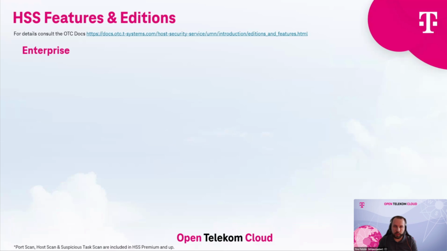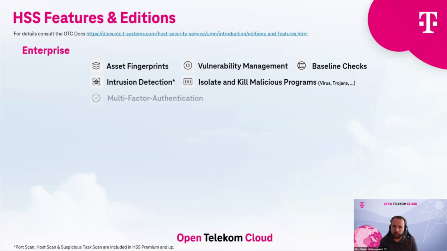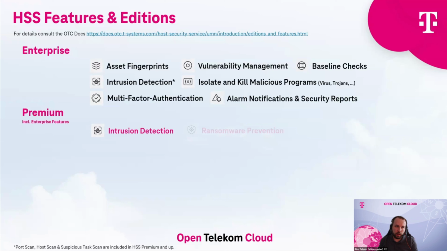Regarding the additions and features, how we structure HSS, we have first of all the Enterprise Edition. This includes the fingerprints, the vulnerability management, baseline checks, also the intrusion detection with some limited set, and also the malware detection. Next one, we have the Premium Edition. This includes the full intrusion detection features, but also the ransomware protection, which we just showed in the live demo, the file integrity monitoring, and also application protection, which we also skipped due to timing here.